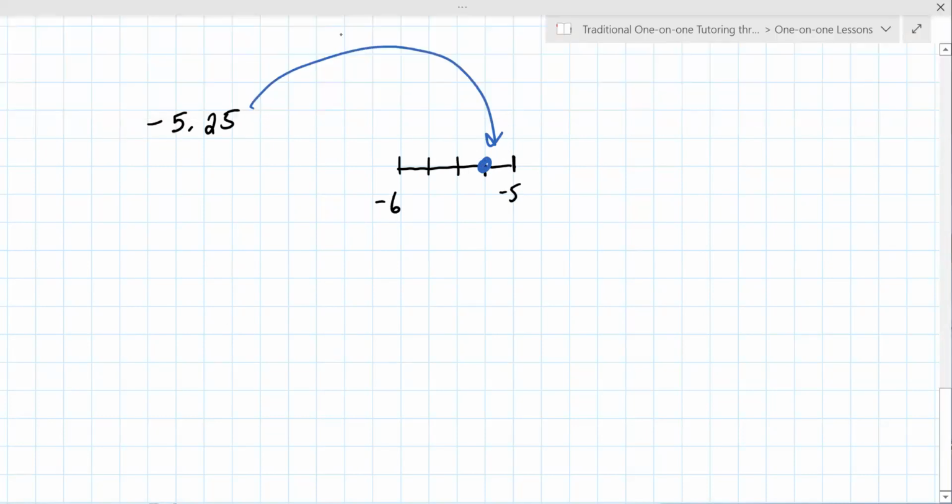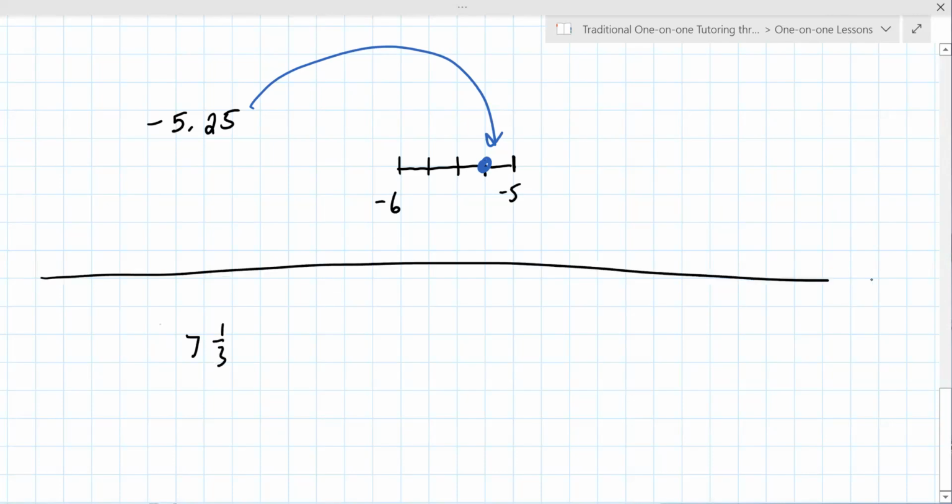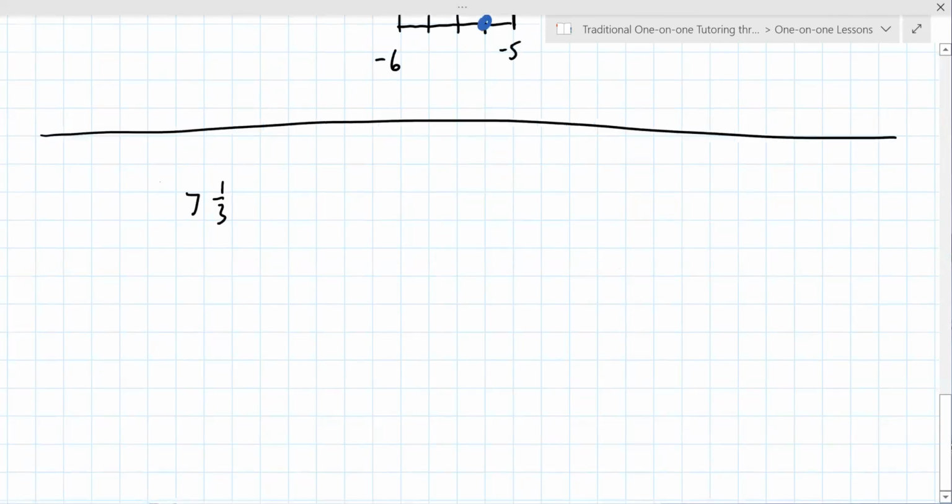I understand it. Good. Yeah, let me give you one more here that I think could be a little bit different. Let's say it's 7 1/3. How would you draw this one?